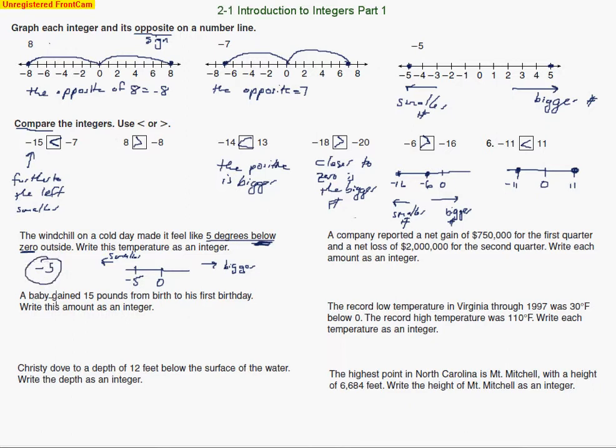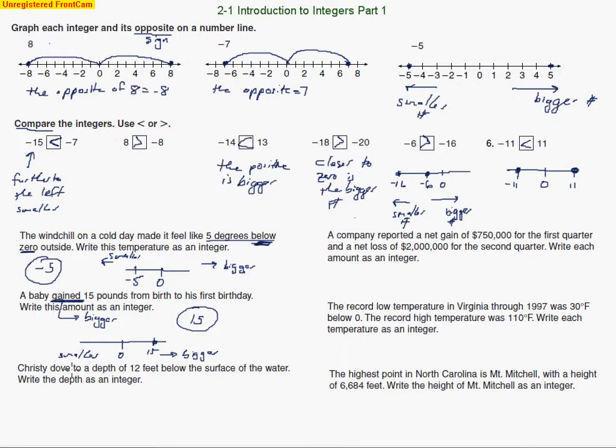Here it says a baby gained 15 pounds. So this is the key word here, gained. When you gain, does that mean that you're getting bigger or you're getting smaller? Well, gained means that the baby's getting bigger. So that means we're going to the bigger numbers. Which way is the bigger numbers? Here's 0. Are the bigger numbers to the right or to the left? Well, we've been saying they're to the right, and those are the bigger numbers out here. Smaller numbers are to the left. And so we would use 15 as a positive number to represent this. So positive 15 is the integer we would use.